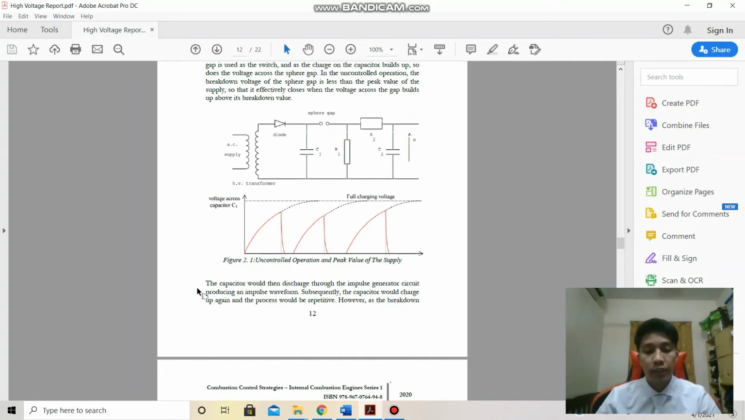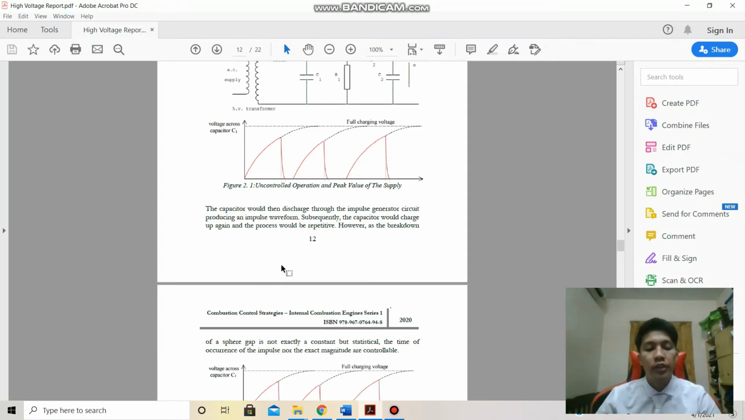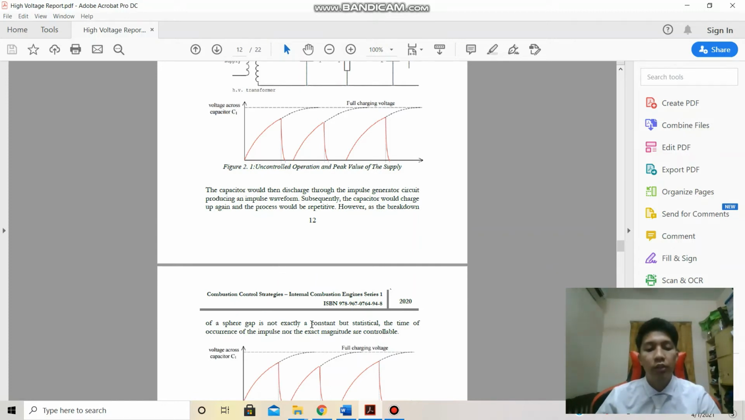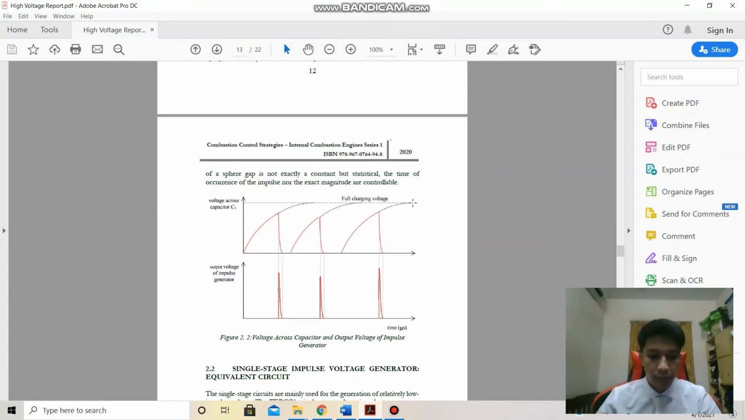However, as the breakdown of the sphere gap is not exactly constant but statistical, the time of occurrence of the impulse and its magnitude are not controllable. You can see this is not constant but statistical in time.